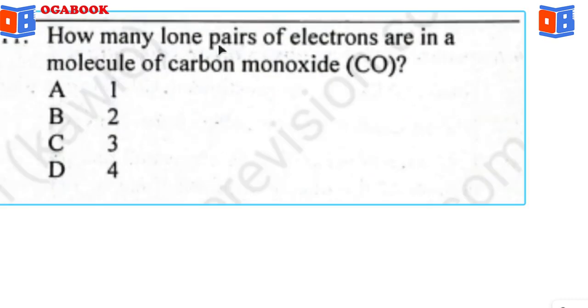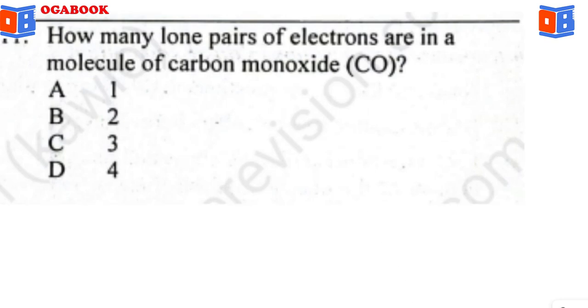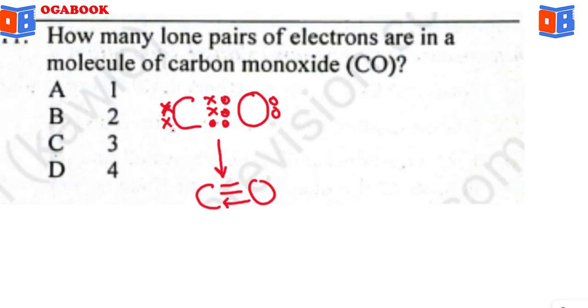Question 11. How many lone pairs of electrons are in a molecule of carbon monoxide? So let's draw out the structure. From this structure, we realize that the only pairs that are not paired are this and this. So it means that a molecule of carbon monoxide has 2 lone pairs of electrons, making our answer B correct.